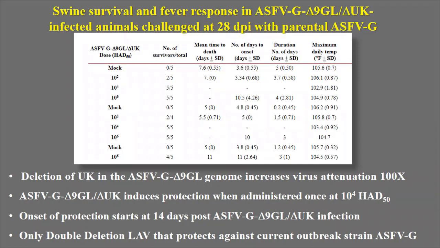This onset of protection started at 14 days, which was the fastest that we've ever seen protection with any African swine fever live attenuated vaccine. And this is the only double deletion that protects against current outbreak strain African swine fever, Georgia.